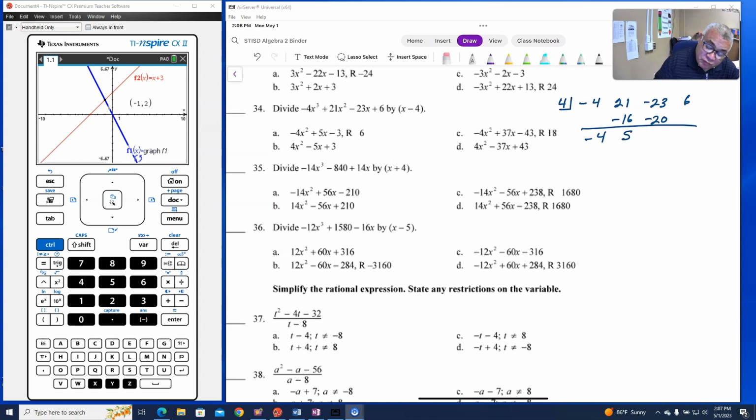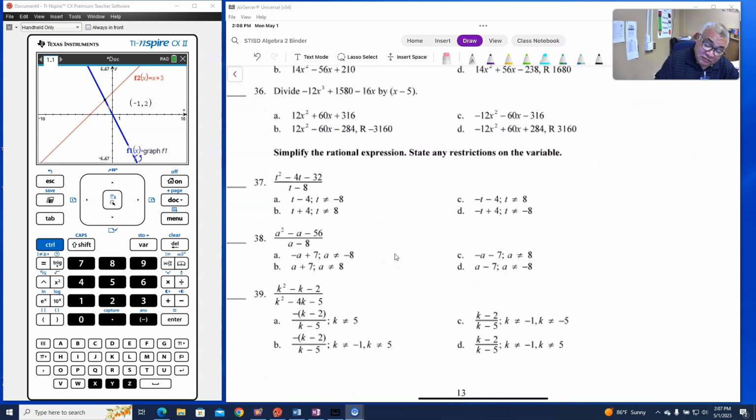And then, of course, this is positive 20. So it's -3. 4 times -3 is -12. So 6 minus 12 is -6. So we have -4x squared plus 5x minus 3 with the remainder of -6. So your answer is A.